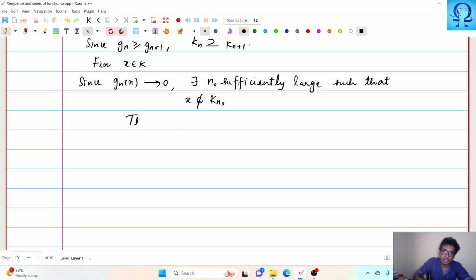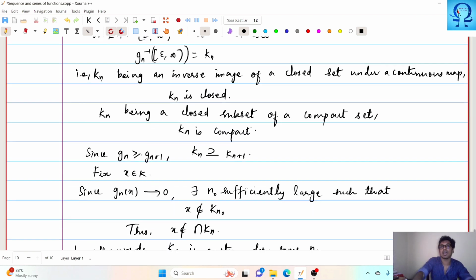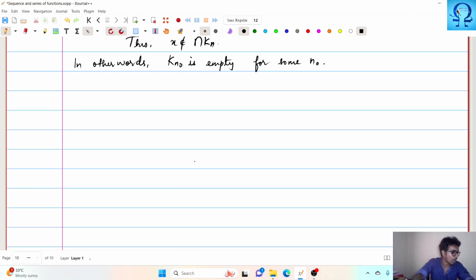Okay, this means x will not belong to the intersection of Kn, or in other words, Kn naught is empty for some n naught. But what is the scenario? We have this Kn is a compact set, which is a decreasing sequence of compact sets. So basically this is a contradiction.